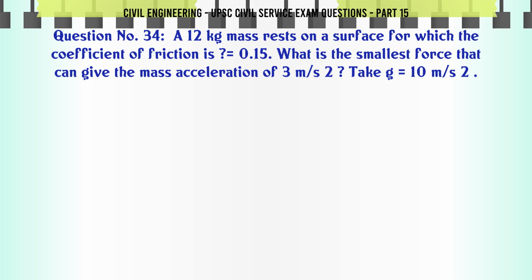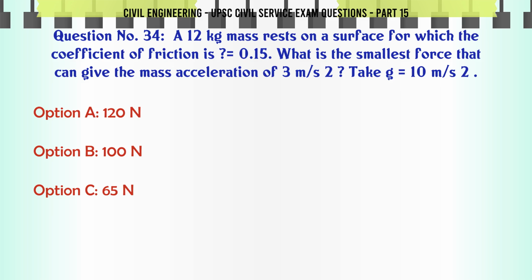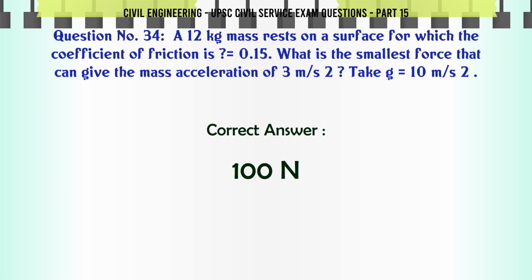A 12 kg mass rests on a surface for which the coefficient of friction is 0.15. What is the smallest force that can give the mass an acceleration of 3 m/s²? Take g as 10 m/s². A, 120 N. B, 100 N. C, 65 N. D, 54 N. The correct answer is 100 N.